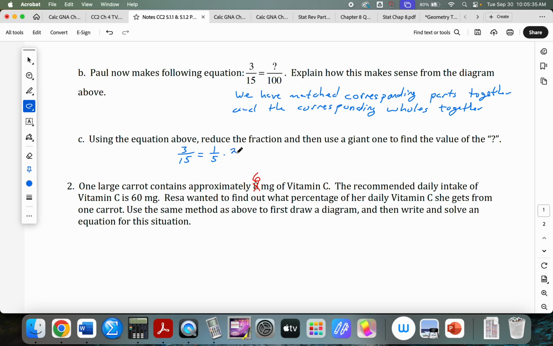So I'll multiply this by 20 over 20. And I get 20 over 100. So the question mark is equal to 20. So the answer is 20 grams.